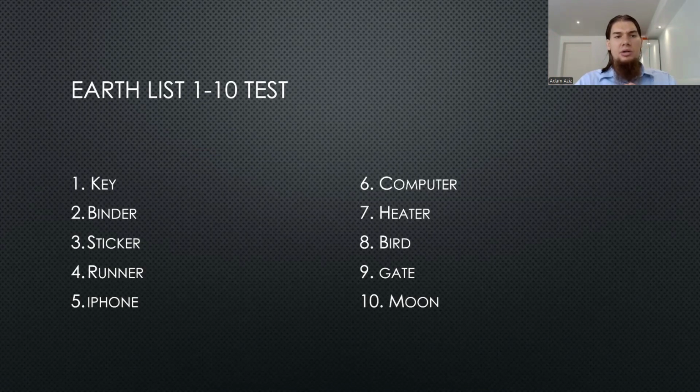Then when it comes time to recall what was number 1 of the new list, we go to number 1 of our Earth list, which is Earth. And we say what was happening to the Earth. And we remember that a key was opening up the center of the Earth. Number 1 was key. All right.